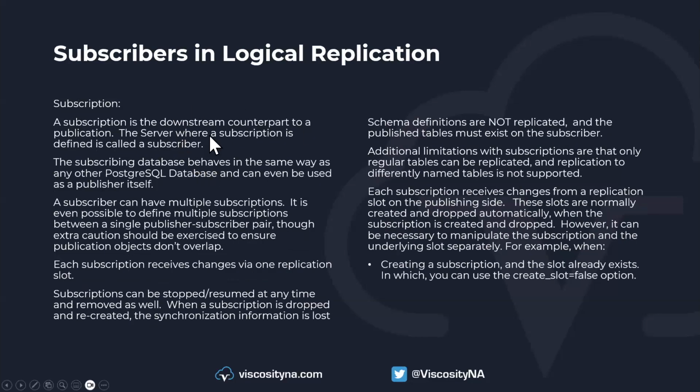So moving on to subscription, a high-level overview. A subscription is a downstream counterpart to publication. The server where a subscription is defined is called a subscriber. A subscribing database behaves in the same way as any other PostgreSQL database and can even be used as a publisher itself. Subscribers can have multiple subscriptions. It's even possible to define multiple subscriptions between a publisher and subscriber pair, though extra caution should be exercised to ensure publication objects don't overlap. So there are no built-in guardrails, and you have to make sure and be aware of what you're doing.